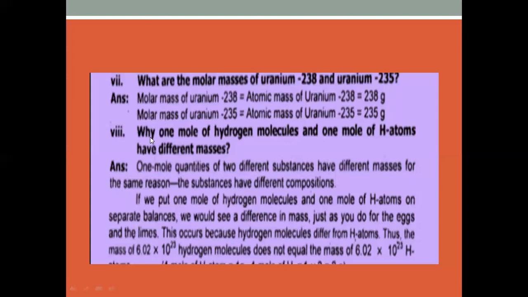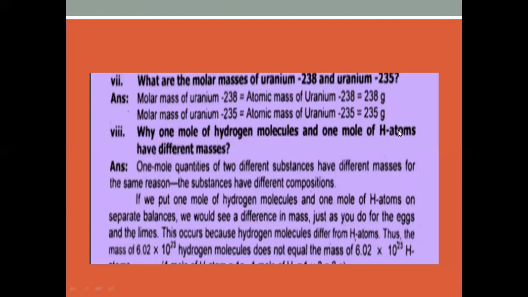Why do 1 mole of hydrogen molecules and 1 mole of hydrogen atoms have different masses? It's understood that a hydrogen molecule has 2 hydrogen atoms, and if we find the molar mass, 1 plus 1 gives us 2. And a hydrogen atom is only 1 hydrogen atom, and the mass of 1 hydrogen atom is 1. This is the main difference.